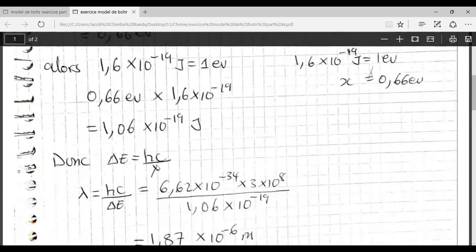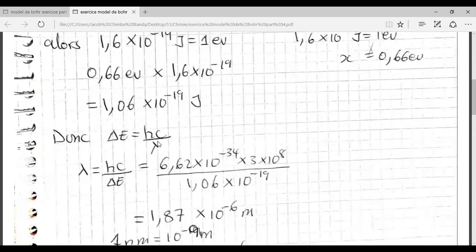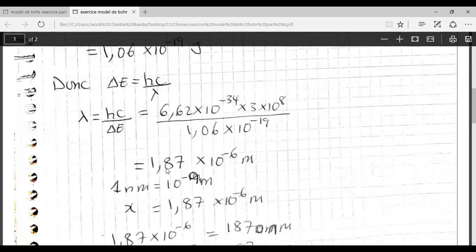After finding it in joules, now use this formula. You know that energy is equal to HC over wavelength, so wavelength is equal to HC over energy, which will be 6.62 times 10 to the power negative 34 times 3 times 10 to the power 8, over 1.06, the energy which you had here, times 10 negative 19. This is Planck's constant, which is always given to you, and this is the speed of light. So you find that your wavelength will be 1.87 times 10 to the power negative 6 meters.